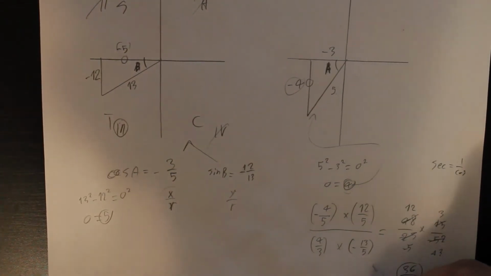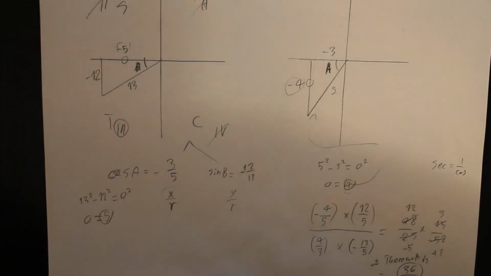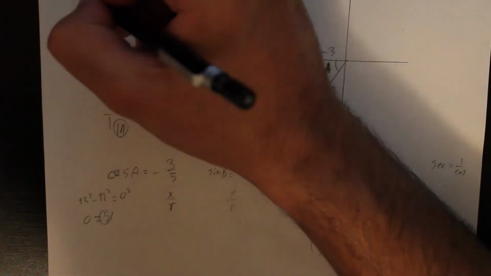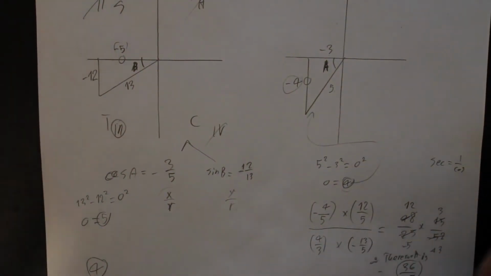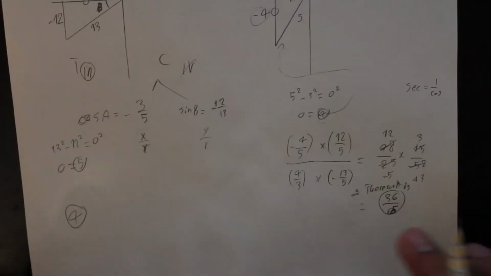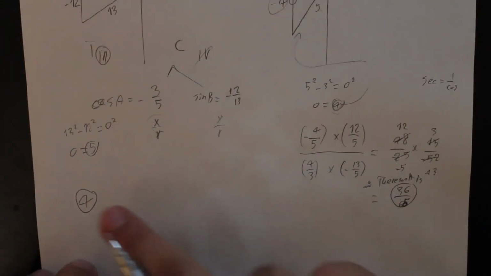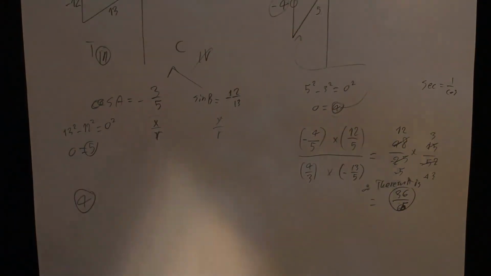So therefore, the result is 36 over 65. That 0 did not look like a 5. All right. So onwards to the last question over here. So the answer is 36 over 65 for that one. And then for number 4, number 4 is an interesting question.